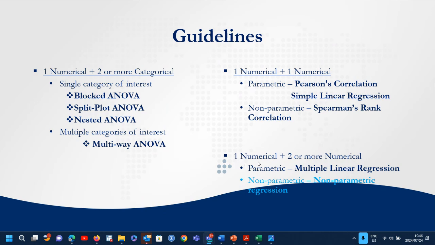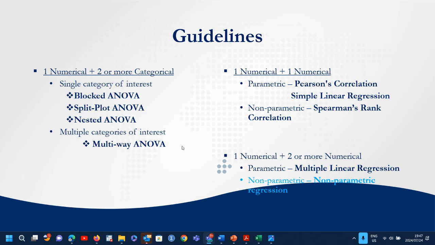When you have one dependent that is numeric, and you have two or more independents, numeric or a mixture of numeric and categorical, then you do a multiple linear regression. So your dependent is one, but on your right, in terms of your independent, you have several. They can be numeric, and they can also be a mixture of numeric and categorical.